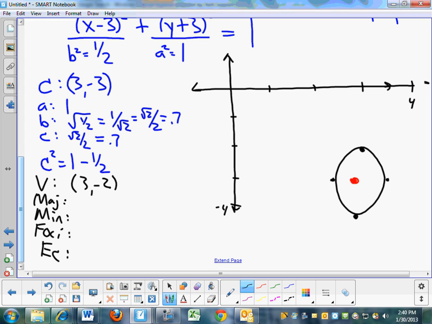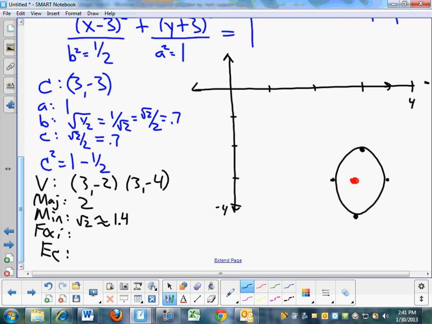(3, -2) and (3, -4). What's the length of the major axis? 2. Length of the minor axis? 2 times the square root of 2 over 2, which is the square root of 2, which is approximately, like you guys said, 1.4.